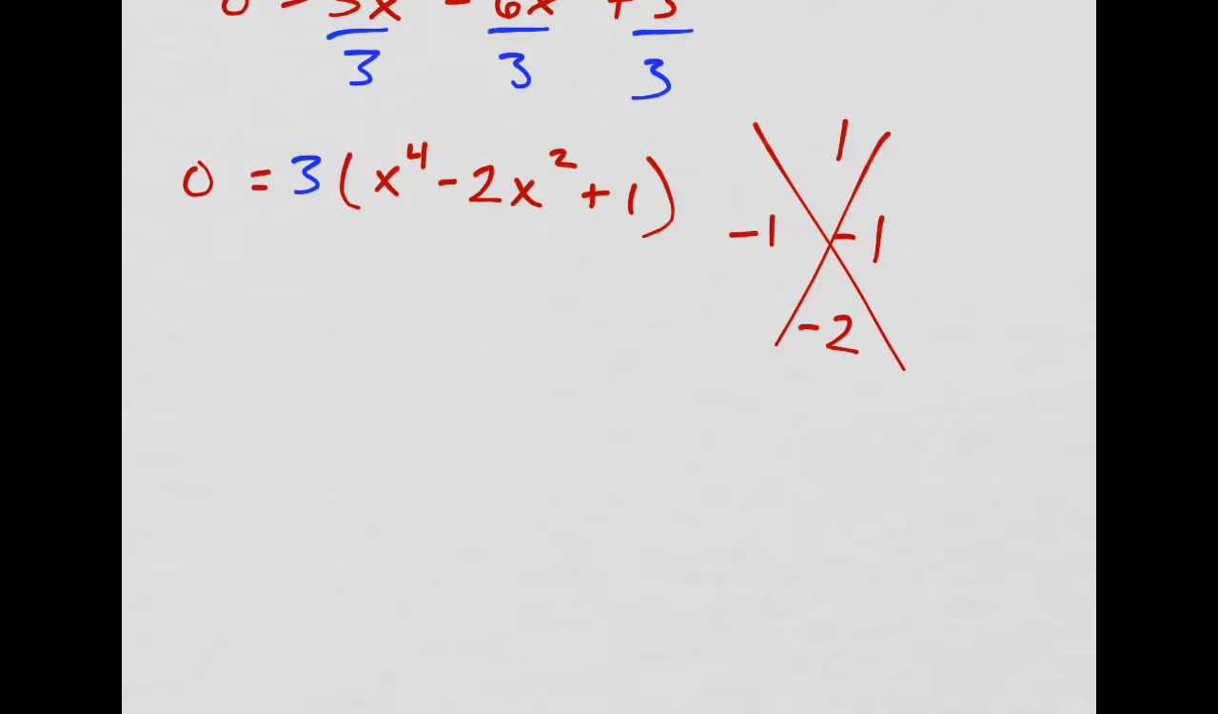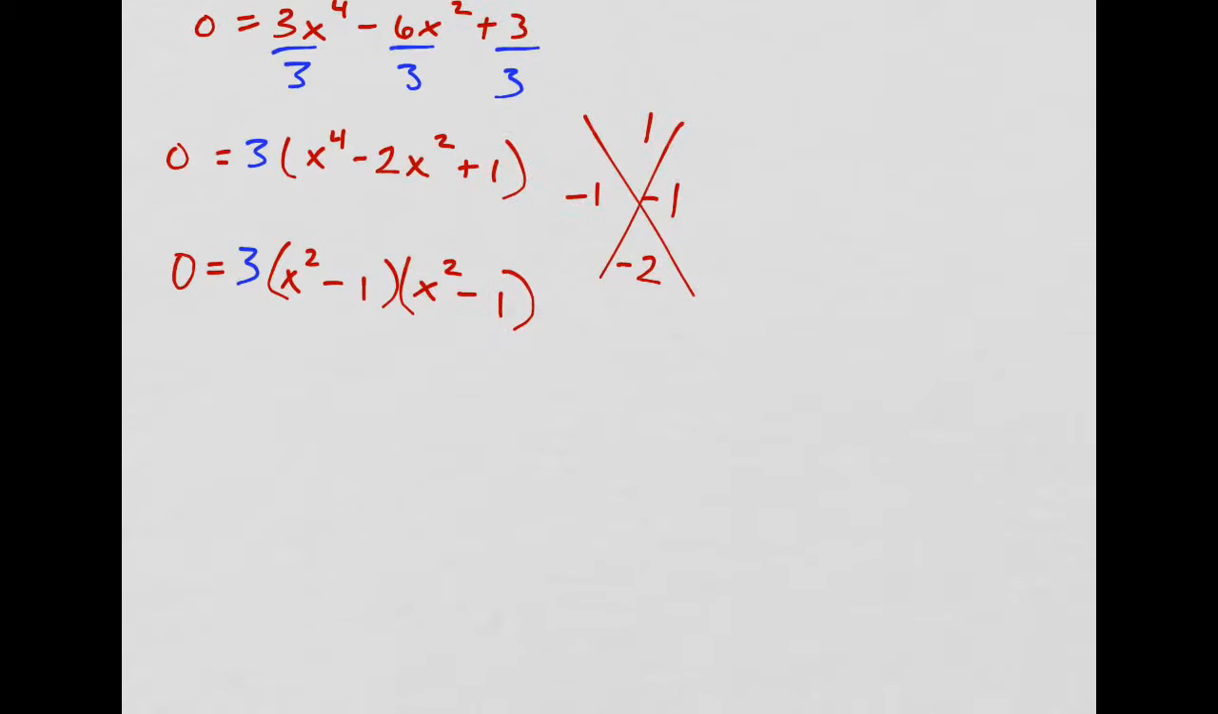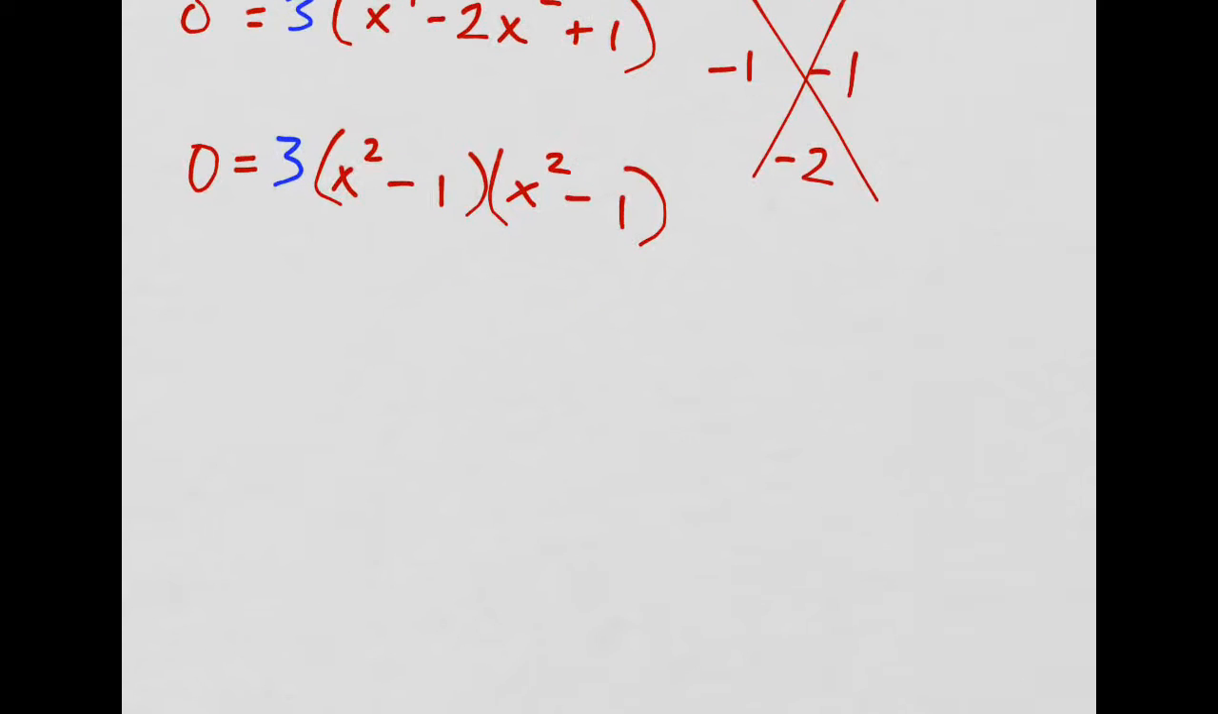So, what do I have? I have 0 equals 3 times, and then I'm going to use my shortcut, except I'm going to put an x squared in here. x squared and an x squared, and then minus 1, minus 1. Ooh. Well, this is a difference of squares, right? So I have 0 equals 3 times, I take the square root, that's just x. Take the square root, that's just 1. And a plus and a minus.